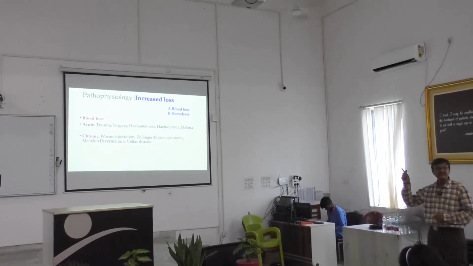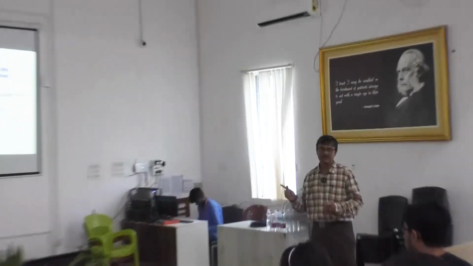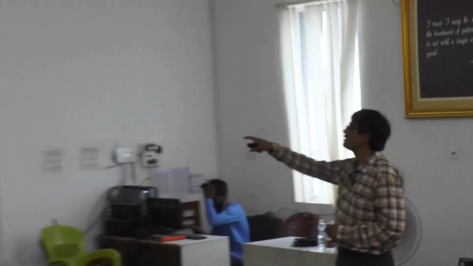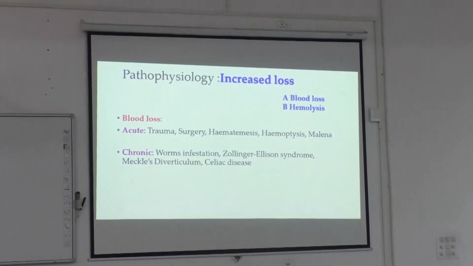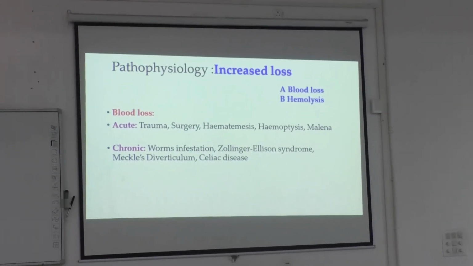So blood loss means extravascular, hemolysis means intravascular, and third one is hypersplenism. These are the 3 mechanisms, right? So blood loss may be acute or chronic. Note the chronic blood loss, acute you will understand easily. The worm infestation, Meckel's diverticulum, it presents with anemia, celiac disease.